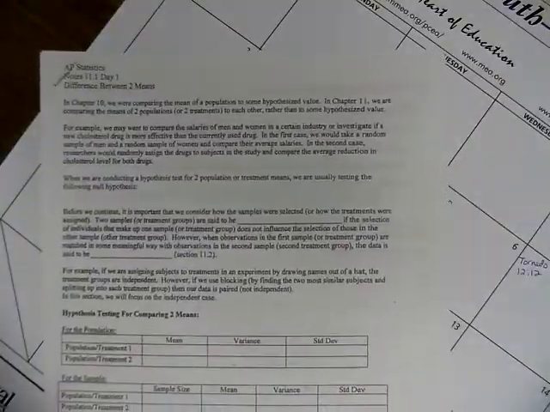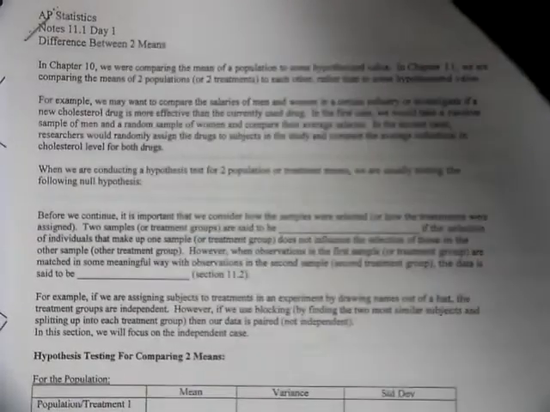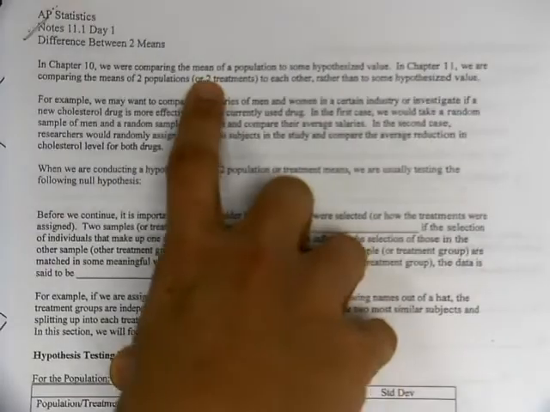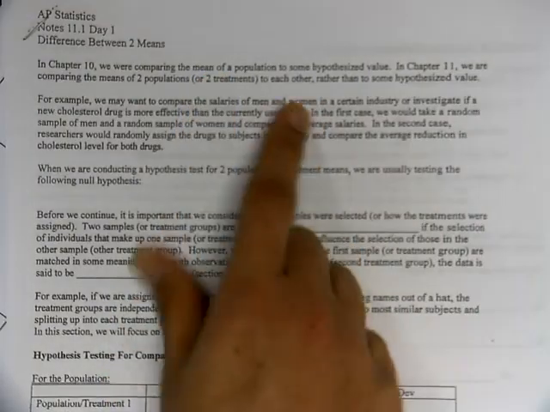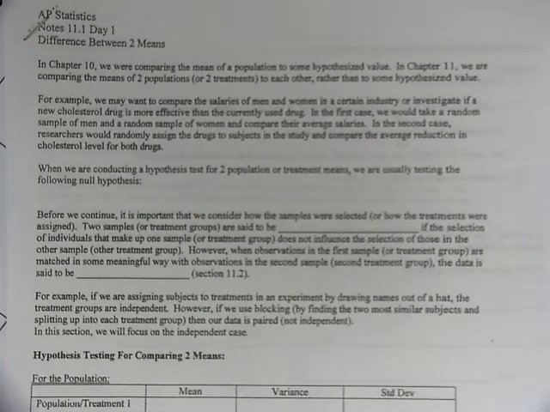So everything you learned in chapters 9 and 10 in chapter 11 is times 2. So we're going to look at comparing two means. We're going to look at comparing two populations, two proportions. So everything's times 2.